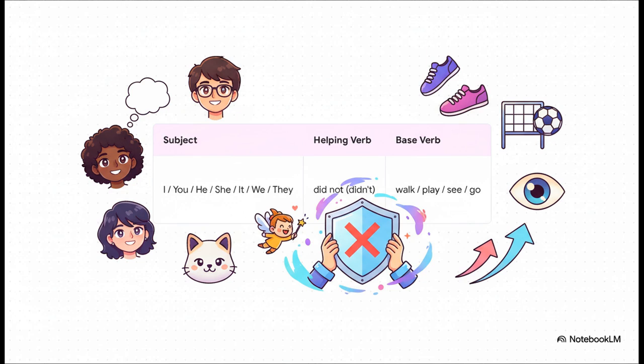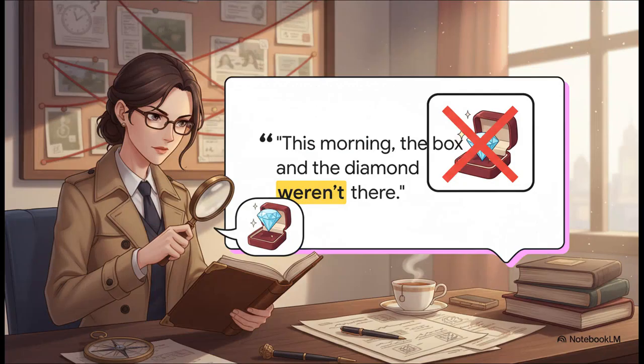But now, you've got to look closely. When didn't shows up, the main verb goes right back to its original normal form. We call that the base verb. And here's another huge piece of evidence from the chief inspector. The diamond and the box weren't there this morning. This tells us what the situation was not, and weren't is just the past negative of are.